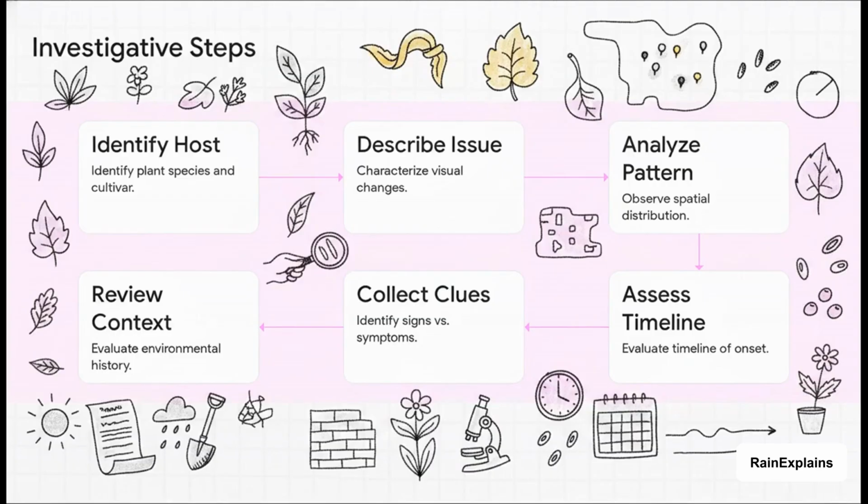Step 4, assess the timeline. Did this wilting happen overnight right after a frost, or has it been this slow, agonizing decline over several months? Step 5 is to collect your physical evidence. And finally, Step 6, review the context. Honestly, reviewing a plant's contextual and environmental history is exactly like pulling its criminal record. You're digging for past traumas, recent landscape construction, or even weird weather events from months ago that might have secretly set the stage for the current crisis.